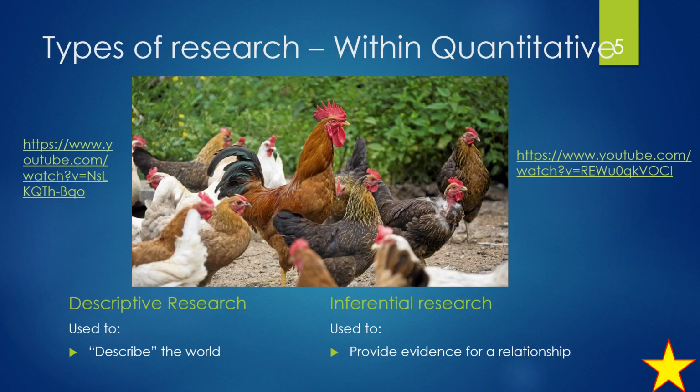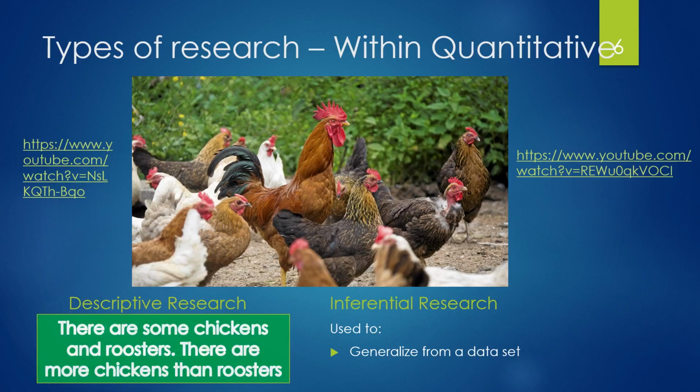So if descriptive research is used to describe the world and inferential research is used to provide evidence for a relationship or to show that there are conclusions, you might imagine that what you're really doing is you're saying, okay, well, in this picture, descriptive research would say there are some chickens and roosters, and there are more chickens than roosters. We can definitely say that it looks like there's one rooster here in the middle and 1, 2, 3, 4, 5, 6, 7, 8, 9, 10, 11, 12, 13 chickens. Let me know in the comments if I didn't manage to count that correctly. But so descriptive research would just tell us there are 13 chickens and there was one rooster.